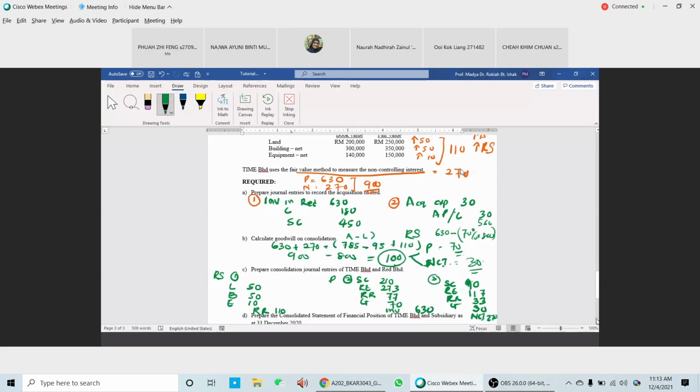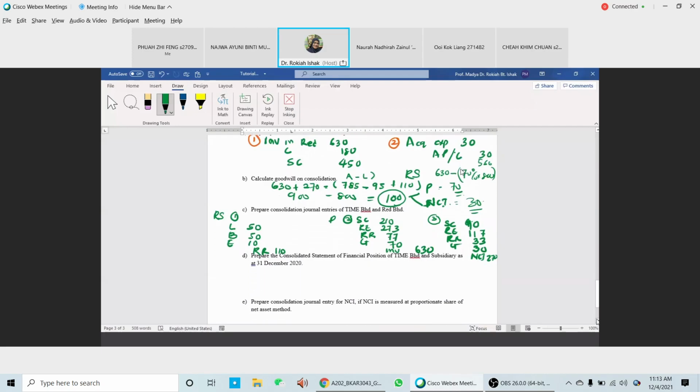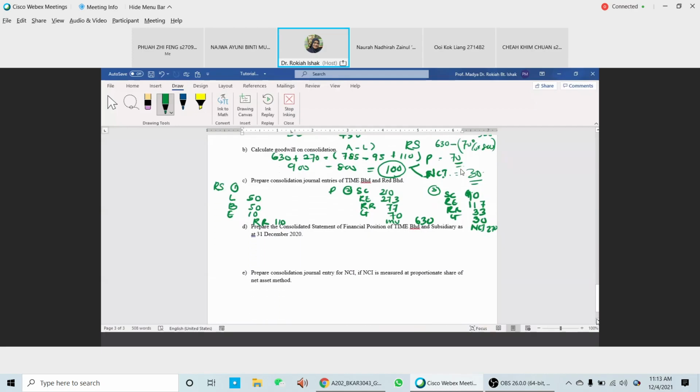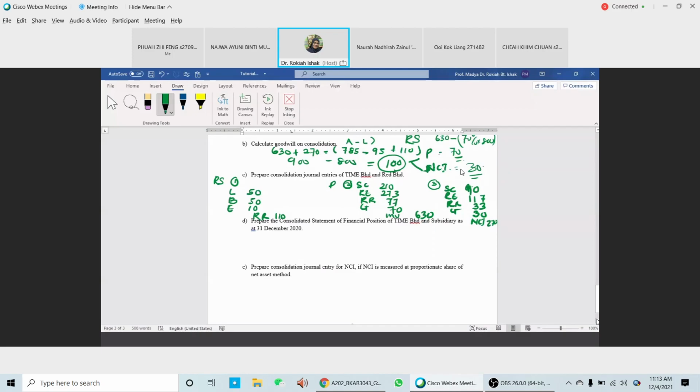Then prepare the consolidated statements. This one takes time, so you go for the last one, part E, first. Then later on we prepare the consolidated. Any of you for E? If the NCI is based on the proportionate share here, can we prepare the journal entry for this one? Just need to prepare the journal entry for NCI only. What will it be? NCI, share capital, RE. What else do you have? Any of you?